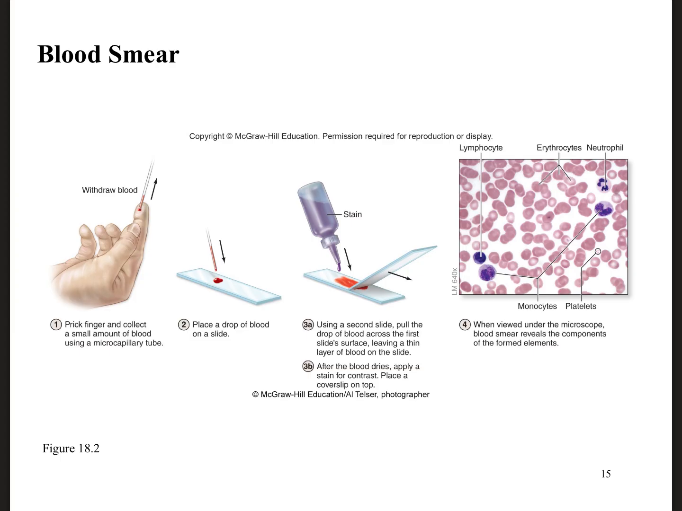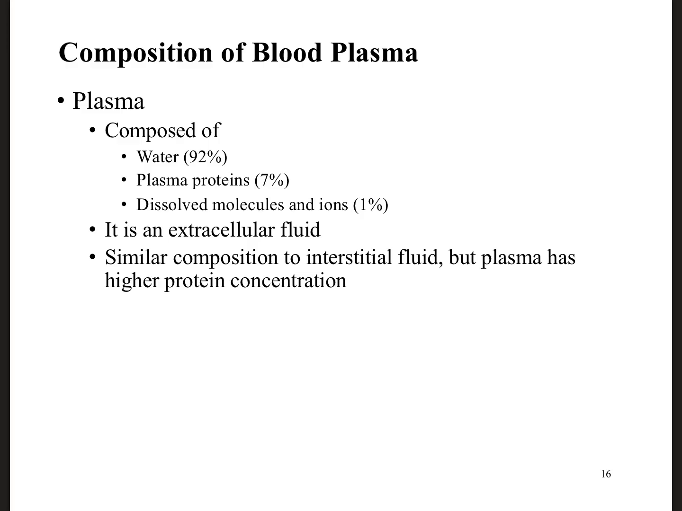All right, so this was a blood smear. You did this, you only looked at the pictures, but you did this in lab, right? And this allows you to visualize the different cells that are present in the blood sample. So plasma, 92% water, 7% plasma proteins. It is an extracellular fluid, okay? And it has a similar composition to the fluid that's found around cells, but it has a higher protein concentration. And this higher protein concentration is mainly due to the presence of what we call albumin.